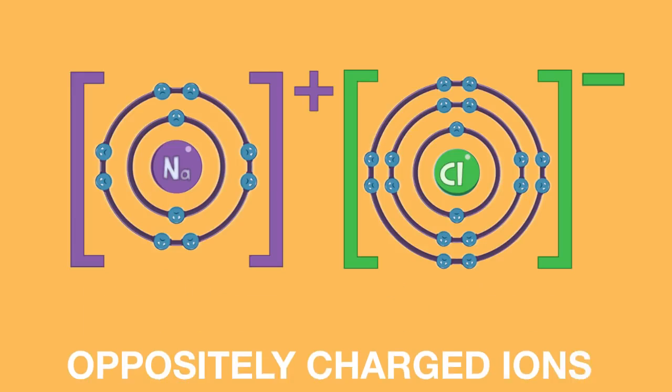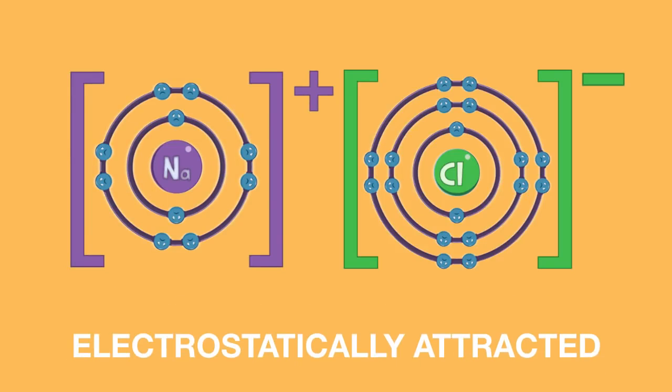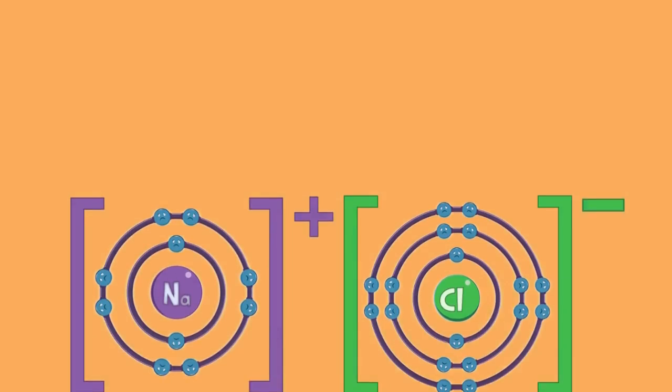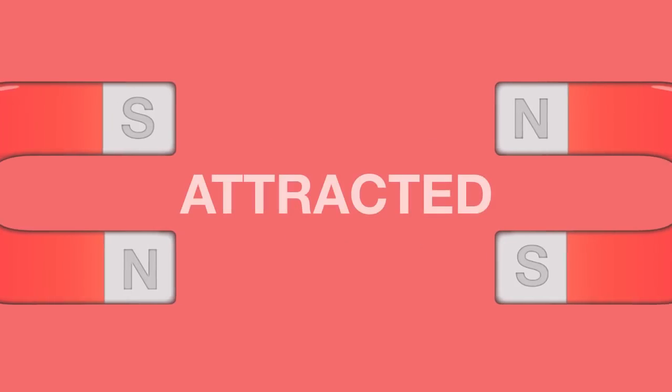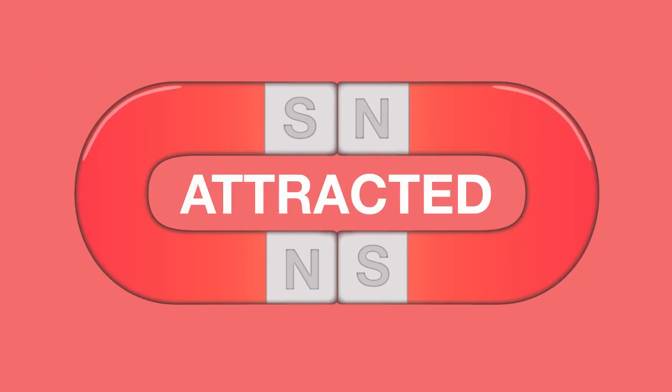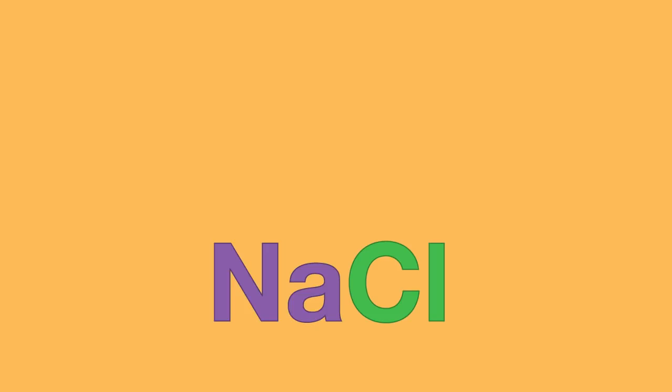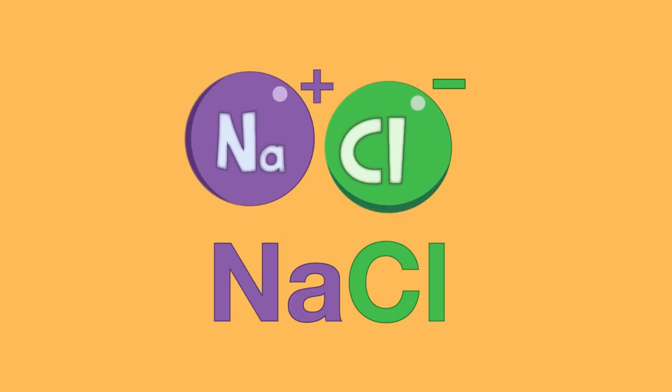They are oppositely charged ions and will be electrostatically attracted to one another, much like how opposite poles of a magnet are attracted to one another. This electrostatic attraction is an ionic bond. Sodium chloride is an ionic compound because it is held intact by ionic bonds.